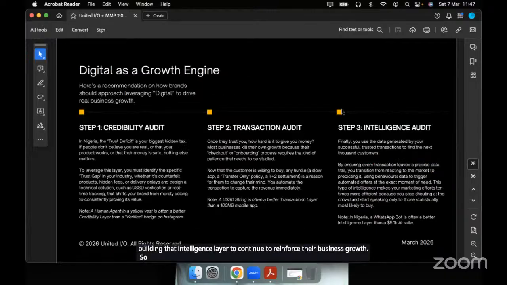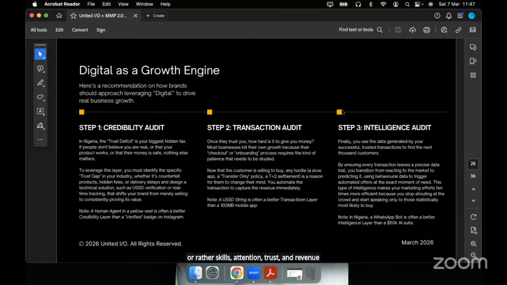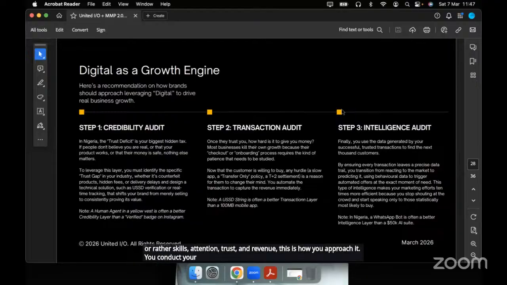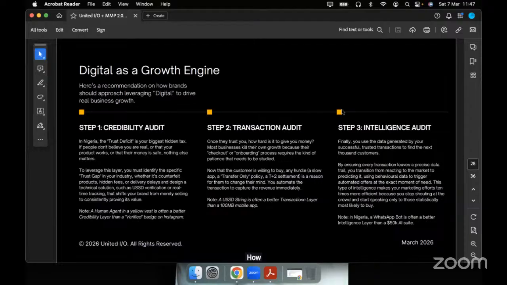So this is it for anyone who's asking, how do I build a growth system, or how do I use digital to build a growth system that scales attention, trust, and revenue? This is how you approach it. You conduct your credibility audit. How are you tracking when it comes to trust in the marketplace? Number two is a transaction audit. Are people able to do transactions with you seamlessly, almost at every touch point? And number three, how are you using data to reinforce higher levels of value that you deliver to your customer?